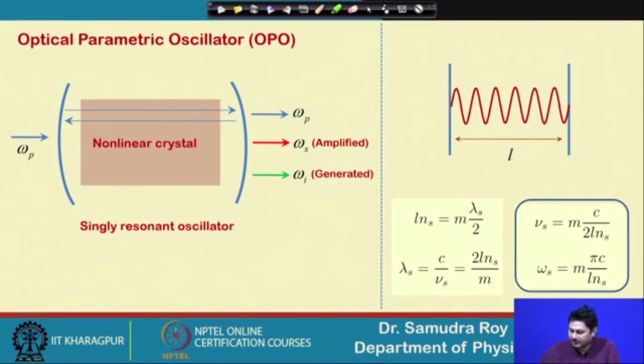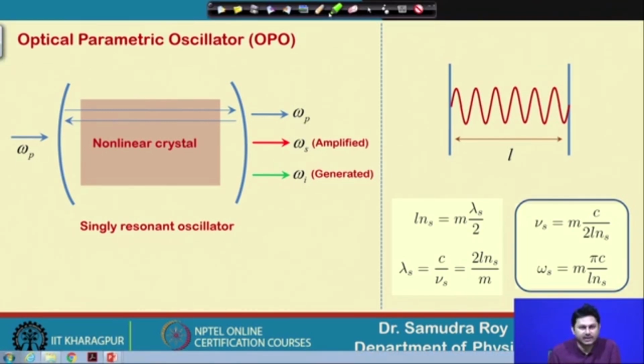So, you can see in this figure we have a nonlinear crystal here, and we are launching some kind of pump outside the system, and this pump now enters the system. These two things are mirrors, and these mirrors should have some kind of reflectivity. When we put this pump inside a nonlinear crystal, the pump will split and generate two different frequencies, omega s and omega i, that we know.